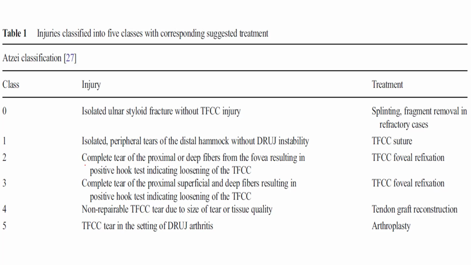Then you can have complete tears. Then you have non-repairable triangular fibrocartilage tears, and then triangular fibrocartilage tears in the setting of distal radio-ulnar joint arthritis. In this very last condition, the only thing that can be done is the arthroplasty.